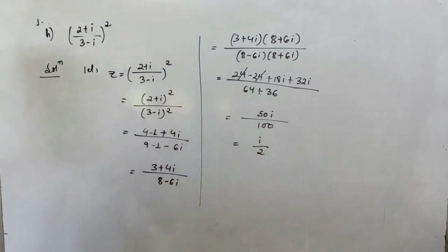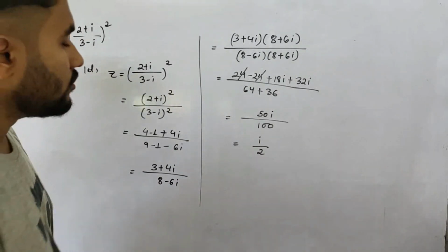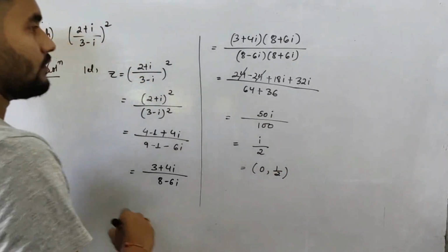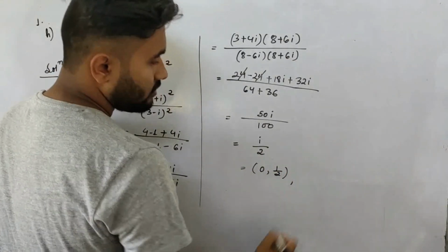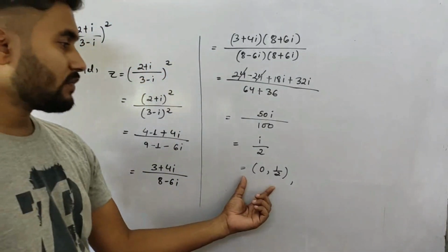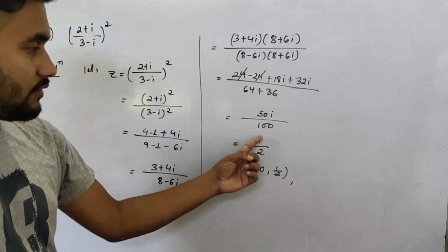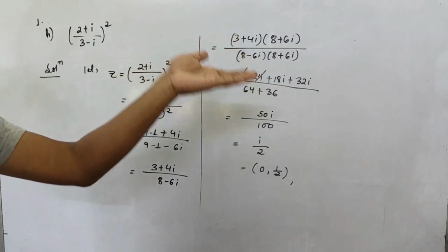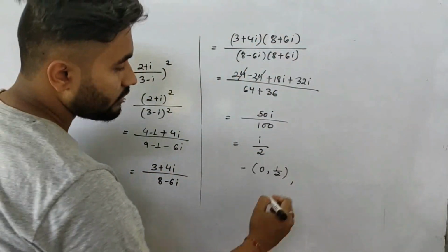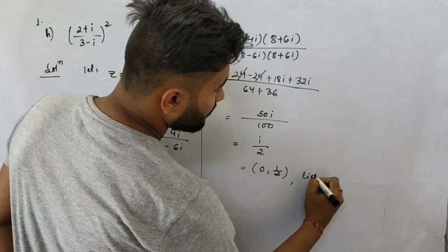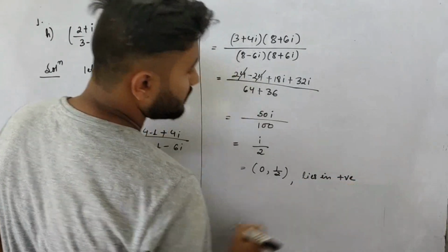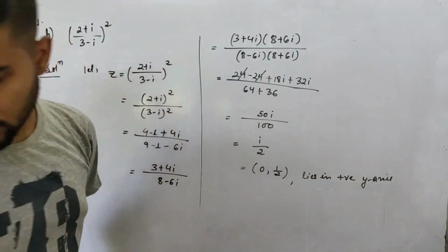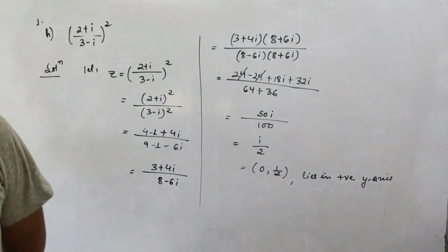So z is a purely imaginary number, i by 2, which I can write as (0, 1 by 2). Which quadrant will this lie in? This will not lie in any quadrant. It will lie on the positive y-axis. This is a purely imaginary number. Where will you plot (0, 1 by 2)? On the positive imaginary axis. So you will write: lies in positive y-axis.